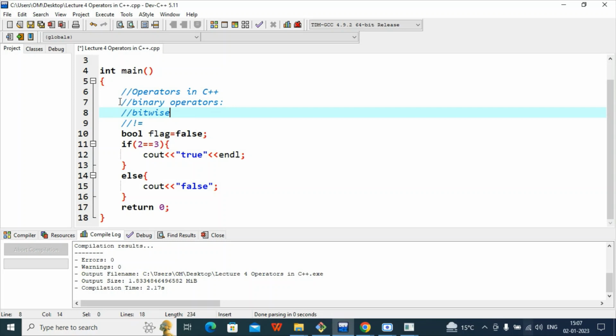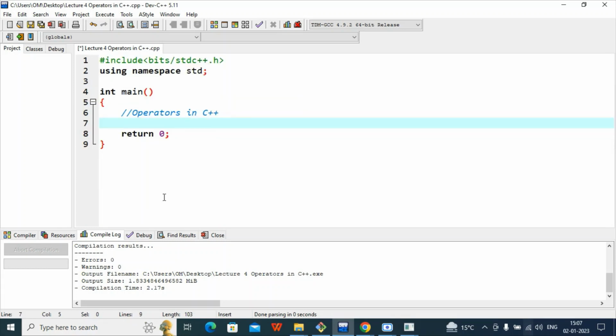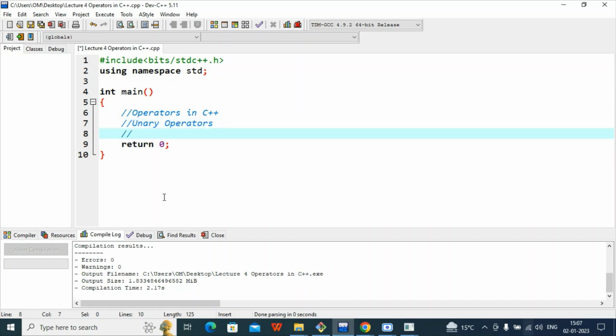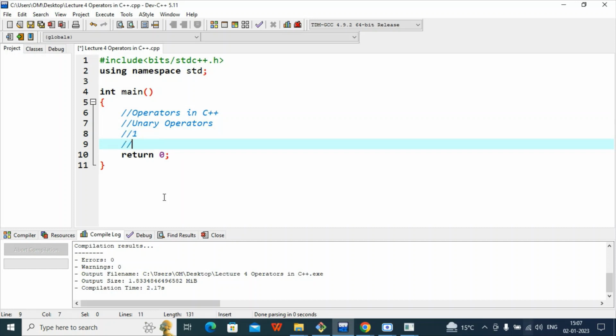Okay, fine. So let me erase this. The next operator category is unary operators. What do you mean by unary operators? You cannot obviously tell, since you will be seeing the live or recorded session, but try to think about it in your mind. Which number is associated with this word unary? It is 1. Binary means 2, unary means 1. What does this mean?